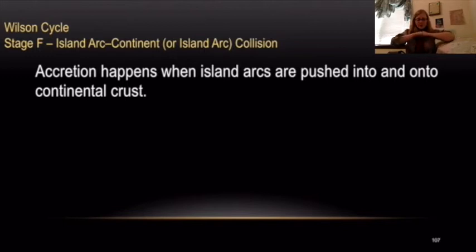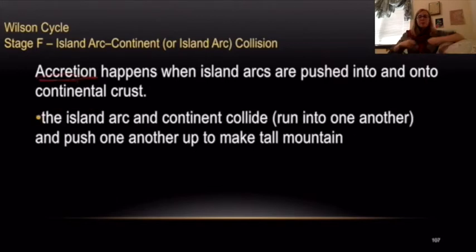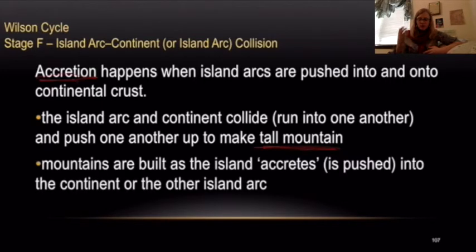When this happens, we call this accretion. To accrete is to stick something onto something else. So imagine this is all continent over here. Here's an island arc, and it comes and it's going to just accrete. It's going to stick onto the edge of the continent. They run into each other. They push one another up, actually. They make some really tall mountains. The mountains are built as island arcs are pushed into the continent, or other island arcs. Island arcs can actually do this to each other too. We've got two island arcs, they can collide, and that's how continents are made eventually.